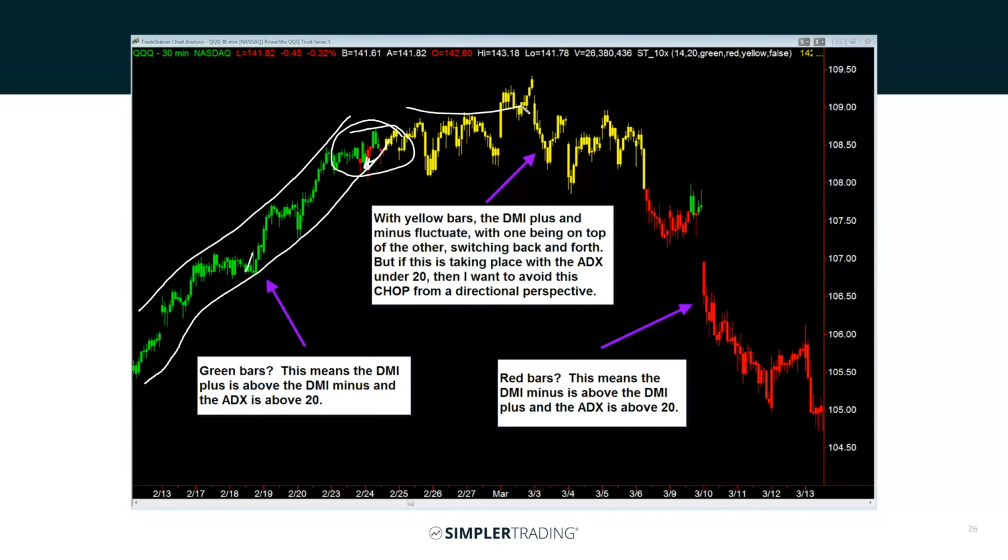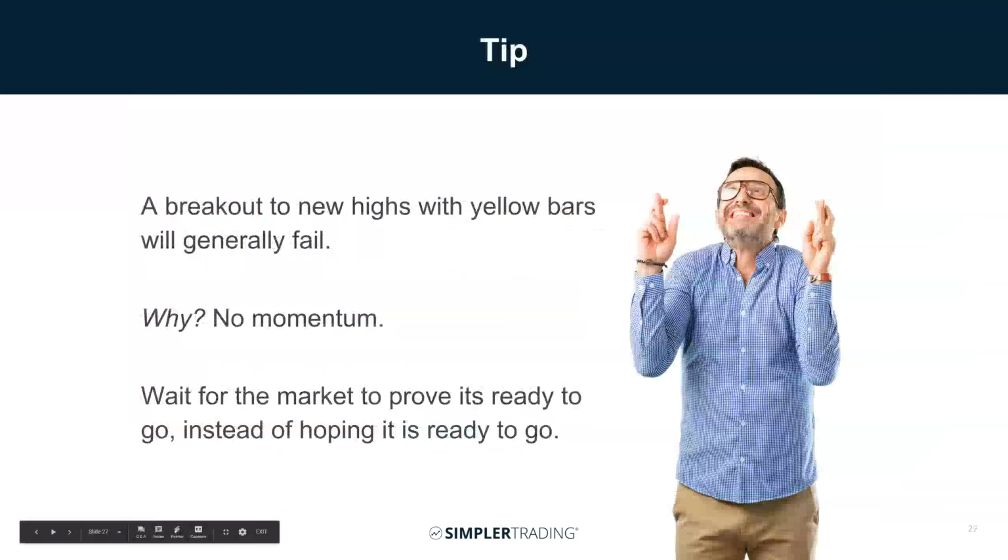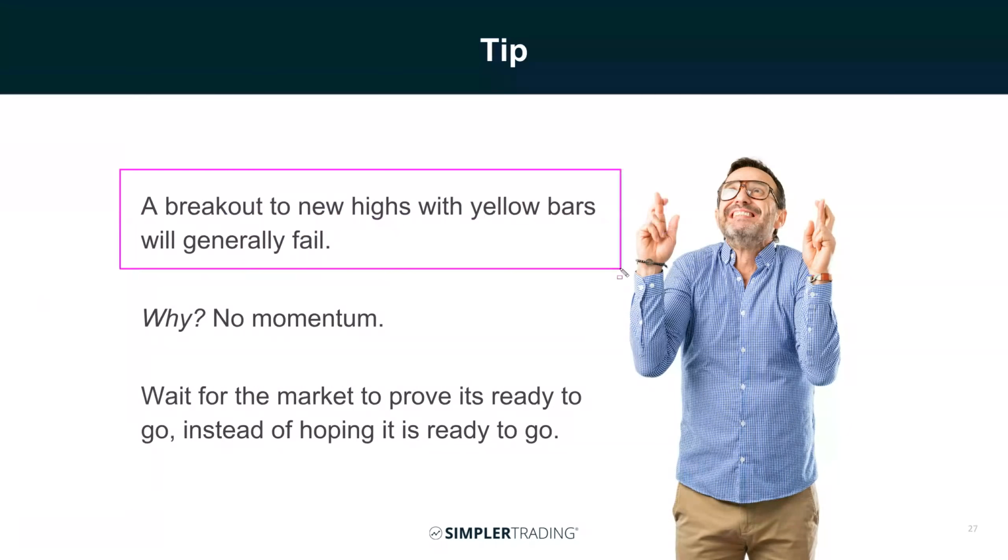Unless you're an experienced options trader, that's a great time to sell iron condors, okay? And you can take it off once the momentum picks up again, it's green or red, okay? So easy peasy. So a tip here, and it's little things like this that can make or break your week and make or break your month in terms of profitability. If you're playing a stock and it breaks out to new highs with yellow bars, that breakout will generally fail, okay? Because it means there's no gas in the engine.